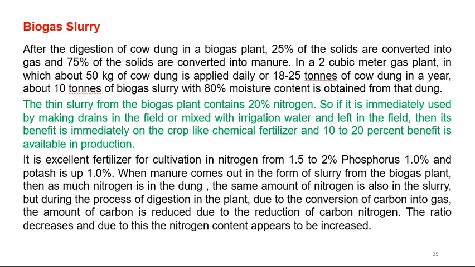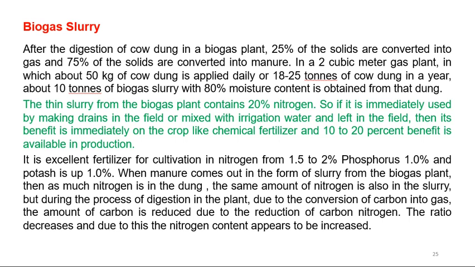So it is excellent fertilizer for cultivation, with nitrogen from 1.5 to 2%, phosphorus 1.0%, and potash up to 1%. When manure comes out in the form of slurry from the biogas plant, then as much nitrogen is in the dung, the same amount of nitrogen is also in the slurry prepared.